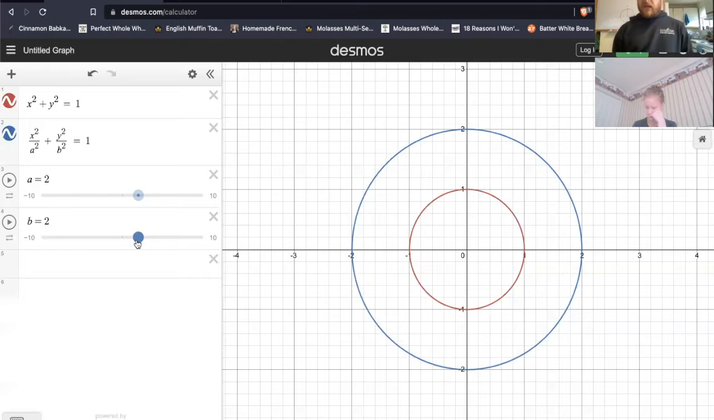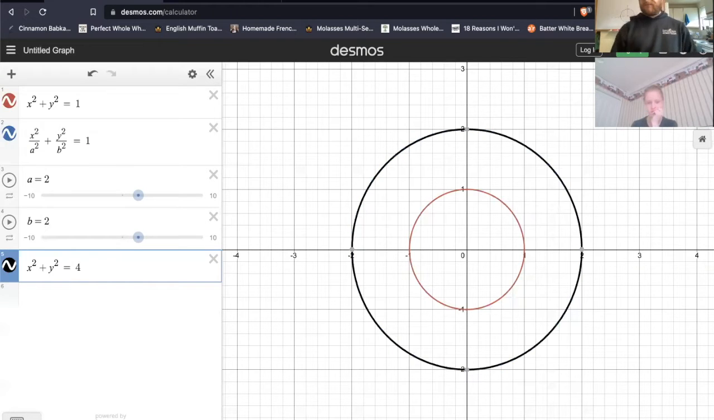Well, that kind of makes sense because you have x squared over 4 plus y squared over 4 equals 1. And if I just multiply everybody through by 4, I would have x squared plus y squared equals 4. And yeah, that's the circle with radius 2, right? Because 4 is 2 squared.